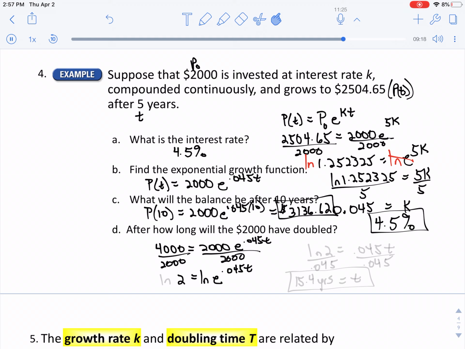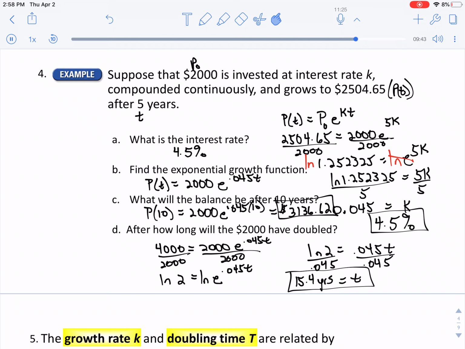Then we're going to ln both sides. So we get ln of 2 equals 0.045 t. Divide both sides by 0.045, and then put that in the calculator, and you get t equals approximately 15.4 years for that money to double.